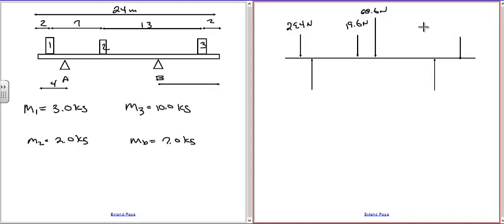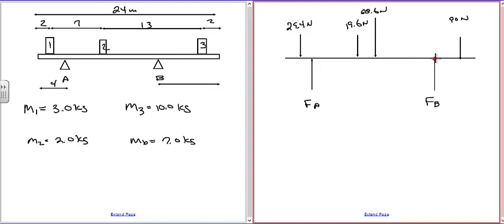And then there's the final mass, which is 10. 10 times 9.8, which is 98. So that's 98 newtons. This is F sub A. This is F sub B. Now, just to be different, I'm going to rotate around this unknown, just to show you how it works differently.